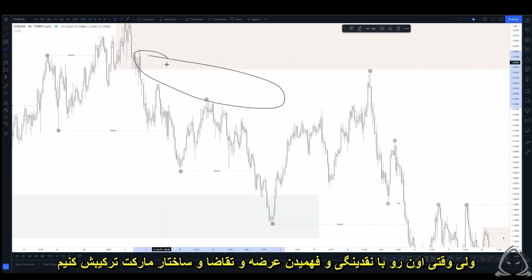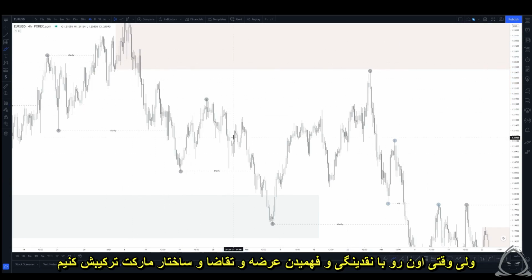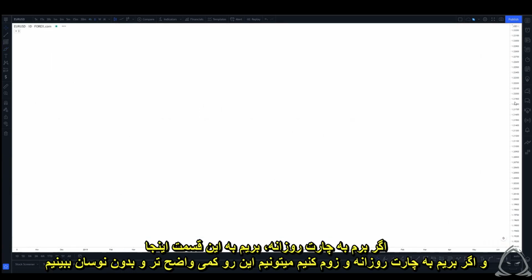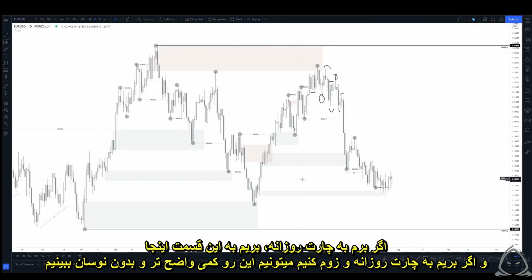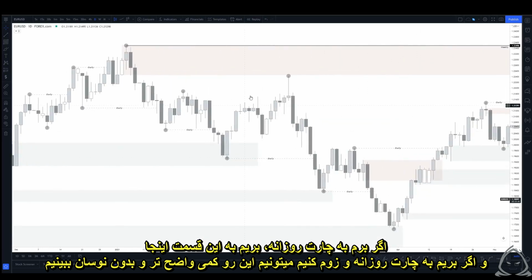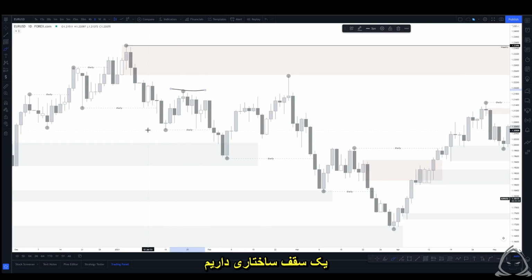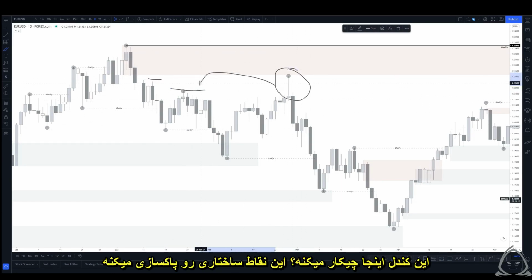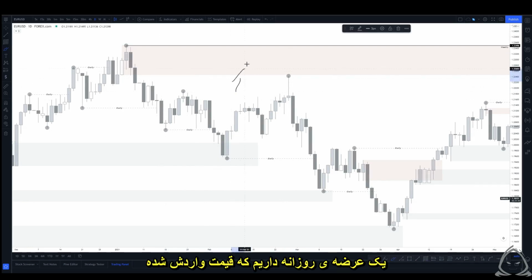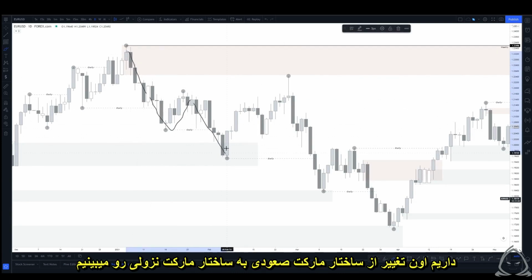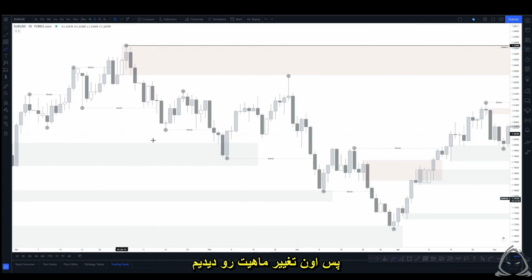But then when we pair that with liquidity and understanding supply and demand and market structure, if I go up to the daily chart, and we go to this spot right here, and just zoom in, we can see this a little bit more clearly with a little less noise. We have a structural high, a structural high. What does this candle right here do? It sweeps these structural points. We have a daily supply zone that price is tapping into. We're starting to see that shift from bullish market structure to bearish market structure. So we've seen that change of character.